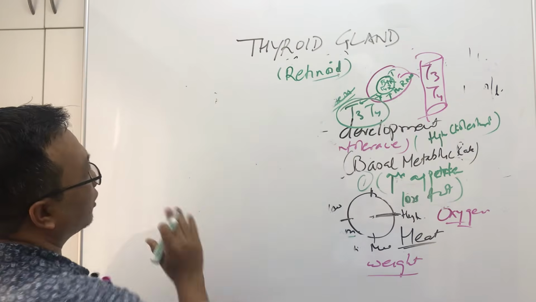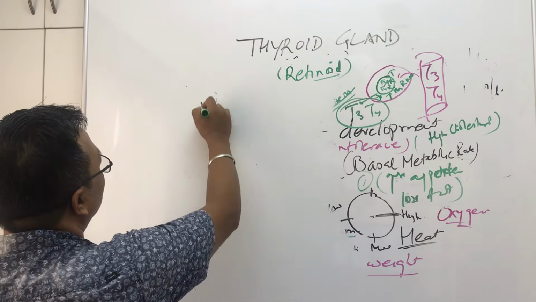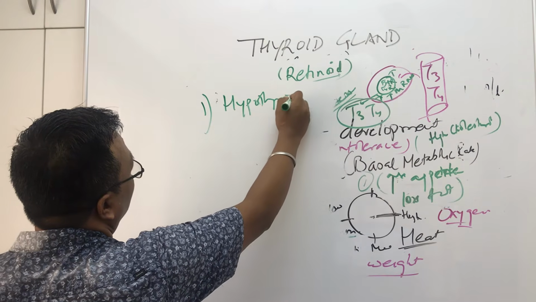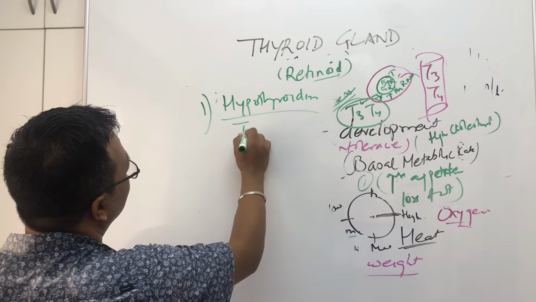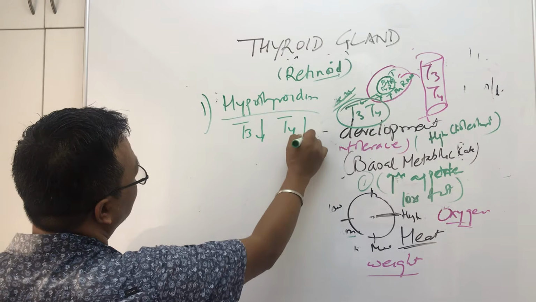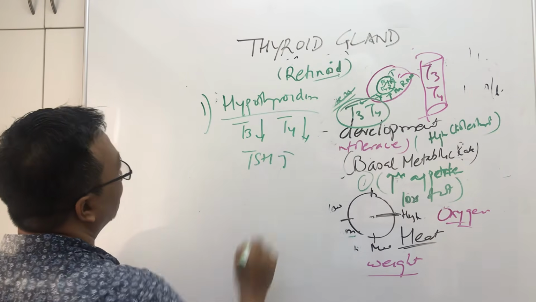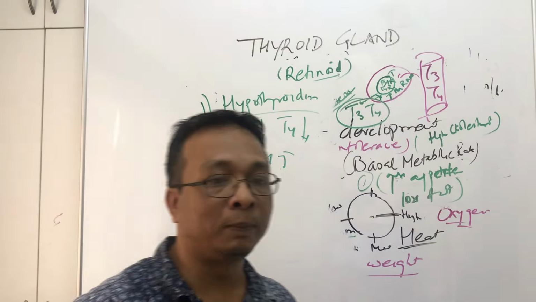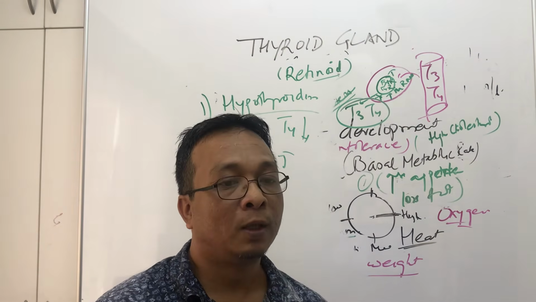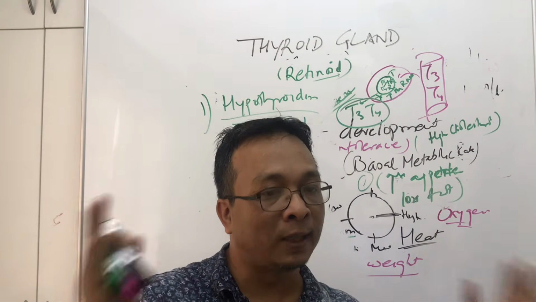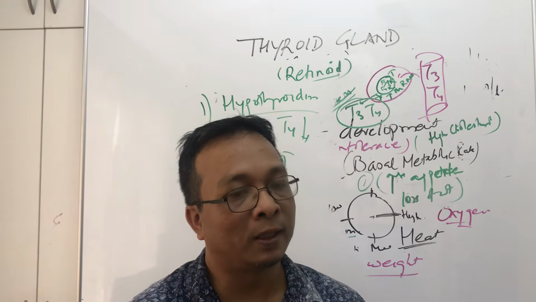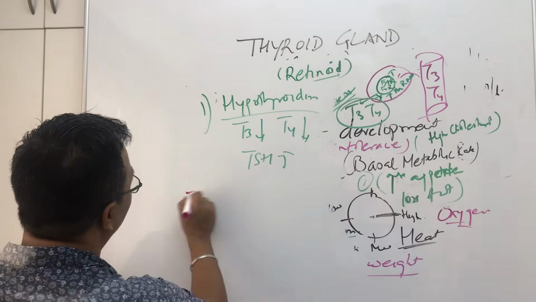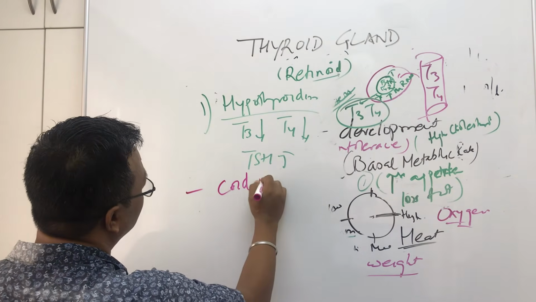Right. So these are the normal functions of T3, T4. So what is happening in hypothyroidism now? Hypothyroidism means T3 less, T4 less, TSH high. That is hypothyroidism. Hypothyroid patients are those people who always feel cold, whether it is sunny weather or 40 degrees centigrade outside, but they always feel cold. Little bit of breeze, they feel cold. Okay. Cold intolerance.